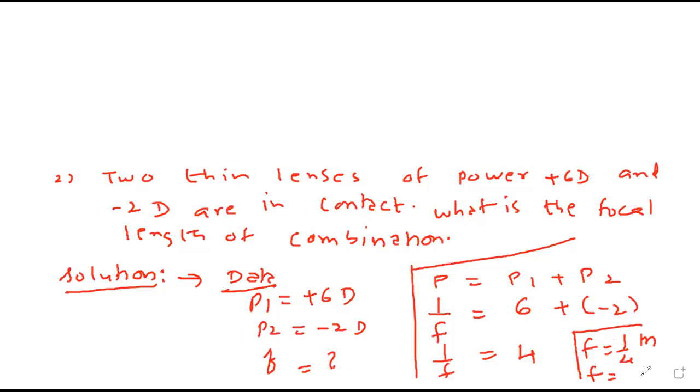That is F equals to 100 upon 4, I wrote in centimeter. That will become 25 centimeters. 0.25 meter is also correct. Power 6 minus 2, so resultant is 4. Therefore, F is 1 by 4 meter, which is 100 upon 4 centimeter. Therefore, F equal to 25 centimeter.